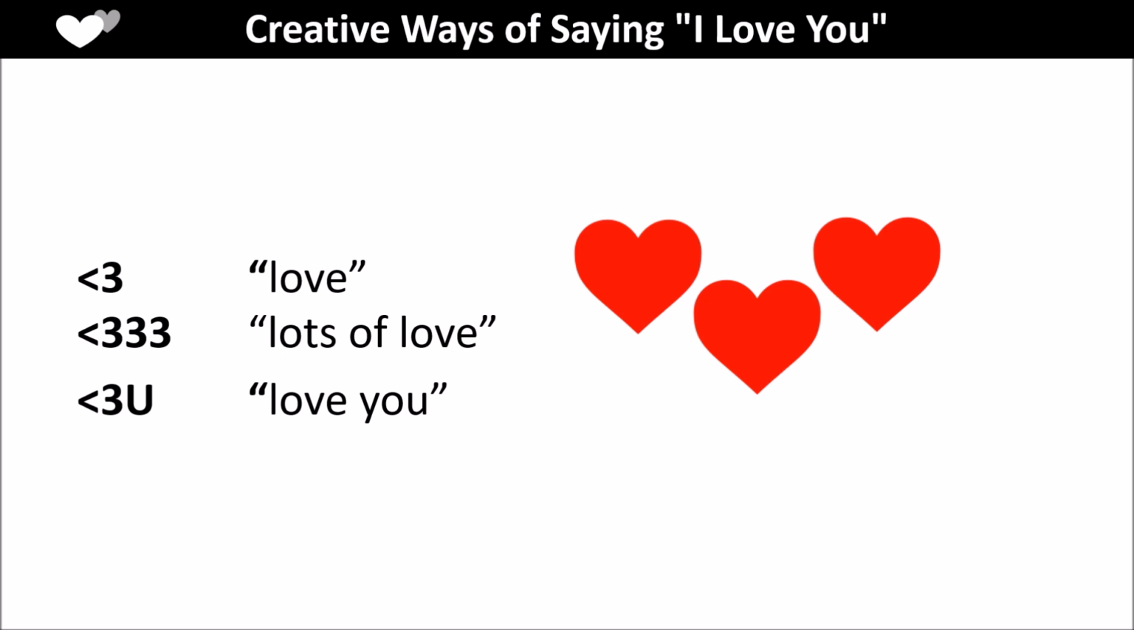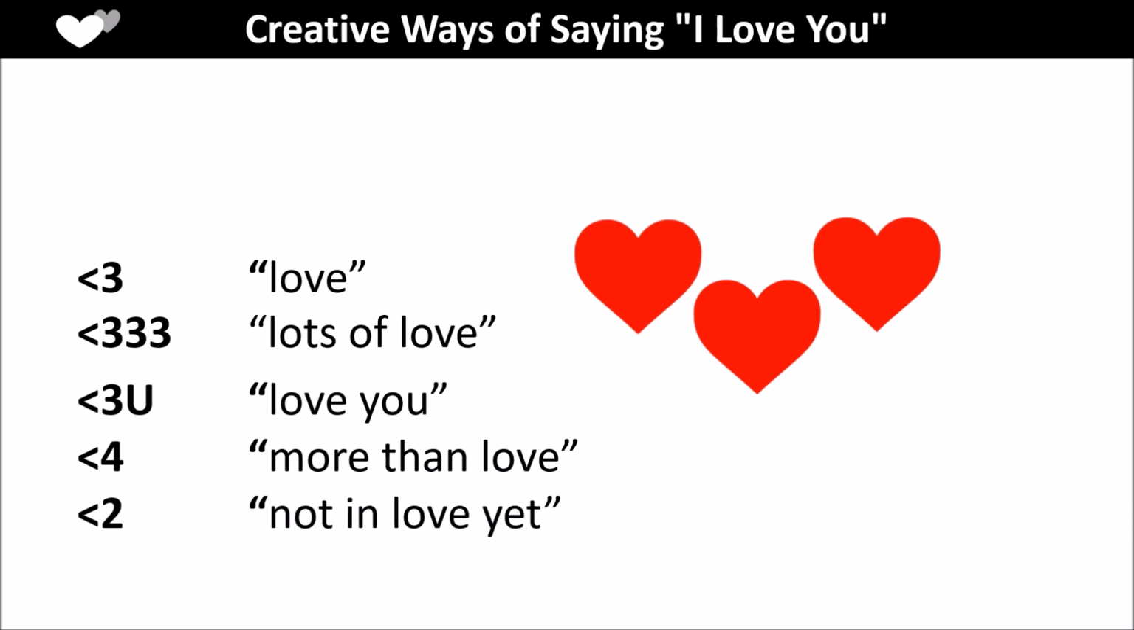That might have been fairly obvious, but what about this, less than 4? It's more than love, because 4 is higher than 3. This time it's not an icon. You have to know that less than 3 is an icon for this one to work. And then you can go the other way. Less than 2. Not in love yet. And then you have greater than 3, which means hate. It's the opposite of less than 3.